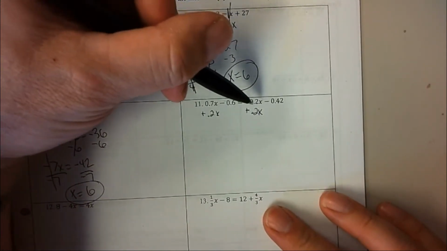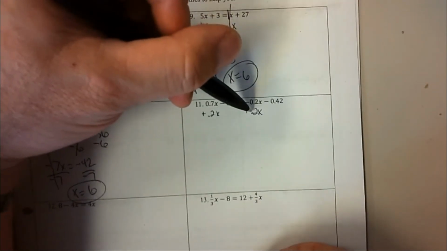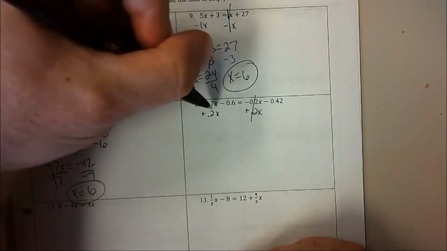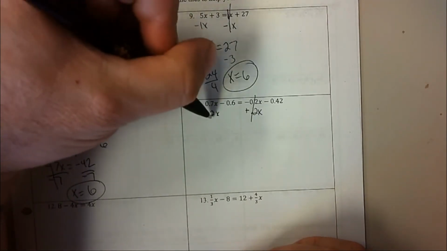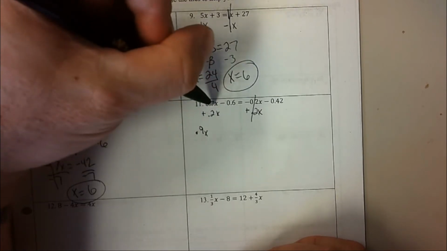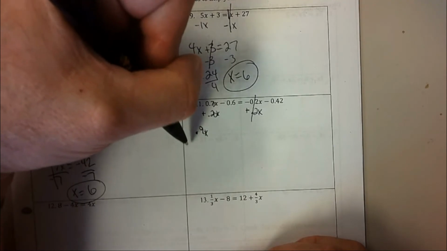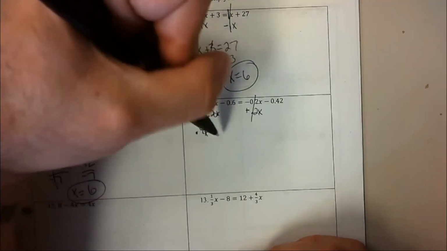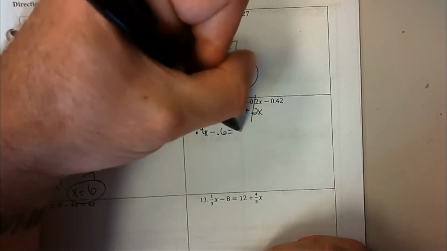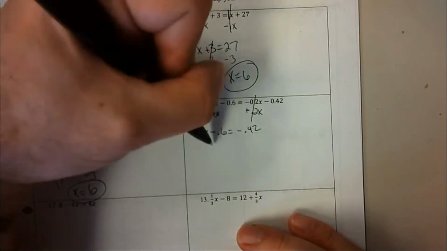You'll notice that when it's a 0.2, I don't bother writing a 0 in front because you don't really need to. So these cancel out. And if you have 0.7x plus 0.2x, that's going to give you 0.9x. It's like saying 70 cents plus 20 cents is 90 cents. Okay, 0.9x. Then you bring down minus 0.6 equals negative 0.42.